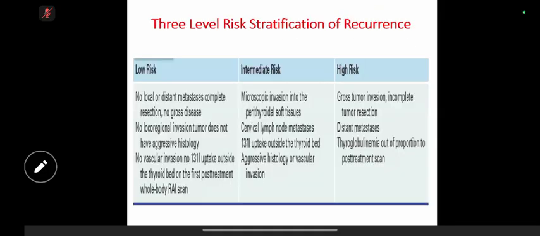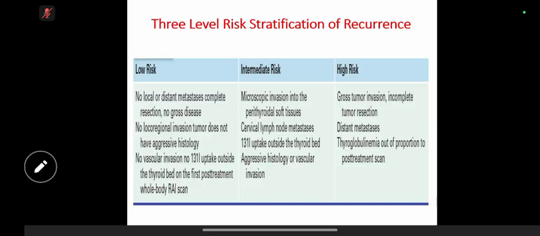This classification is divided into 3 levels: low risk, intermediate risk, and high risk. Low risk includes no local or distant metastasis, complete resection of all the disease, no gross disease, no loco-regional invasion, the tumor does not have aggressive histology, there is no vascular invasion, and no iodine uptake outside the thyroid bed on the first post-treatment whole body RAI scan.